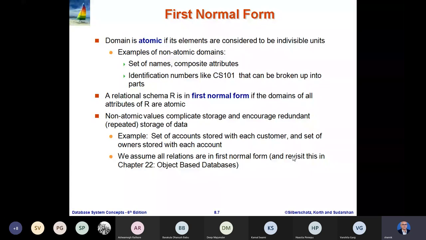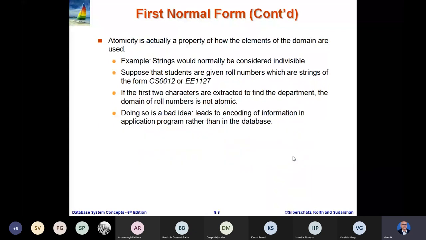So the point is that if you try to give meaning to the subparts of this roll number domain, then you are breaking the rule of first normal form. But loosely we will consider that it is in first normal form, as long as it does not have things separated by commas, like multiple mobile numbers, or composite attributes we try to represent. Then it is in first normal form. So this is the example of roll numbers, as I mentioned.